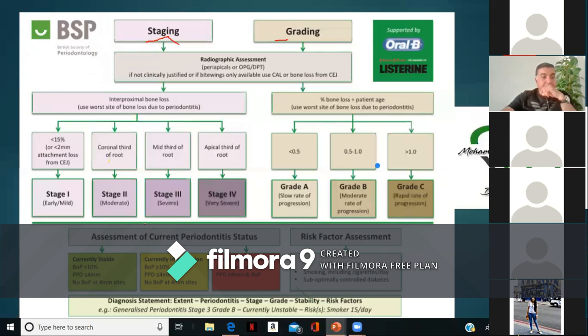Now, we will go into details about the staging and the grading, but quickly now, the assessment of the current periodontitis: currently stable, remission, currently unstable. These three, green, amber, and red, you need to know by heart, please. This is very important. Stable and remission are almost the same: no periodontal pocket depth, all less than 4 millimeters. No bleeding on probing at 4 millimeters. But the difference between stable and remission is that this one is less than 10% and this one is more than 4%. Other than this, it is currently unstable.